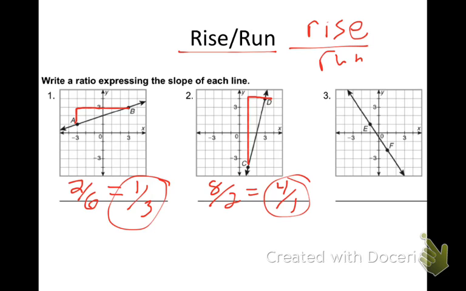What about number 3? Number 3 is kind of tricky. Why? Because 3 is going down. What's that mean about my slope? My rise is I'm falling 3, running 2. My slope is actually negative 3 over 2. Again, recognize negative slopes mean my line is going down. That is important to note.